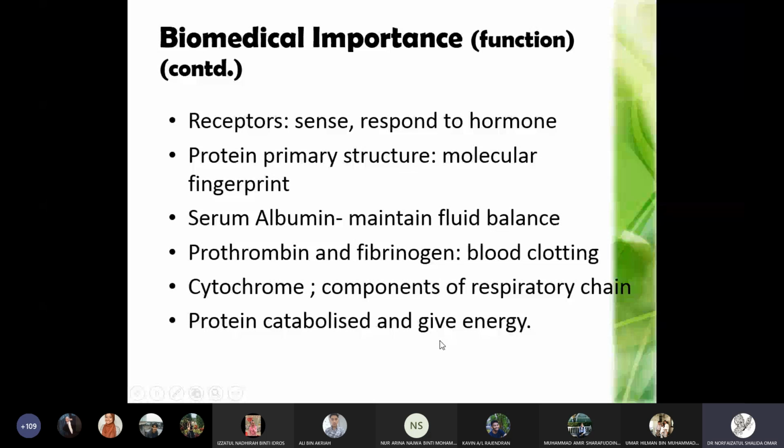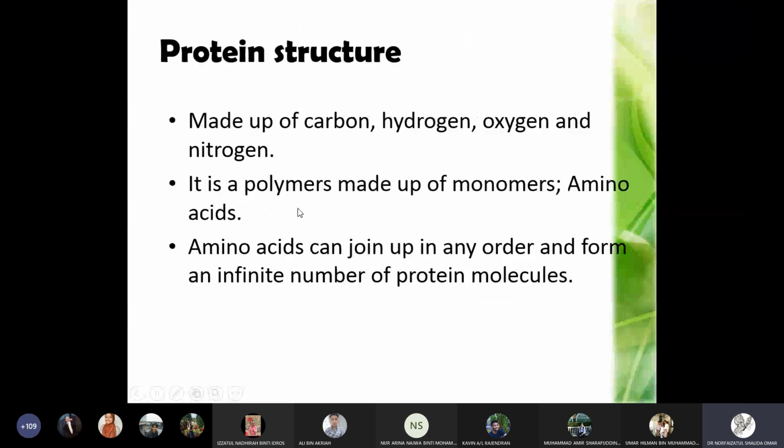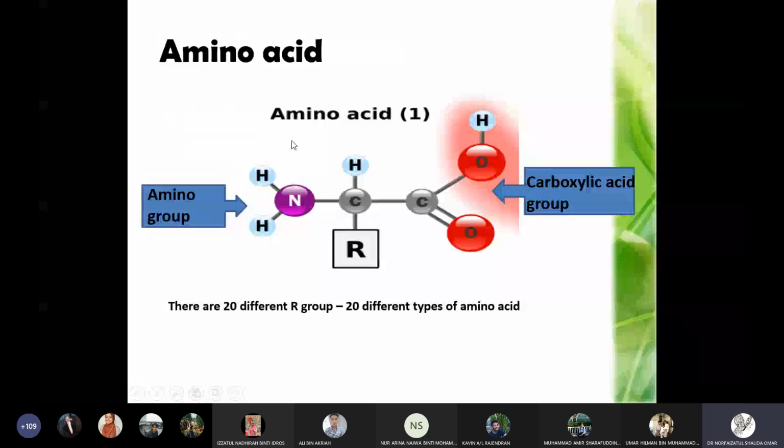Okay, the structure. So proteins are made up of carbon, hydrogen, oxygen, and nitrogen. It is a polymer made of monomers, which are amino acids. Okay. So this is the structure. It's made up of a carboxylic group, and then an amino group, then hydrogen. And then there are 20 different R groups, which differentiate between the amino acids. So in total, we have 20 different types of amino acid.